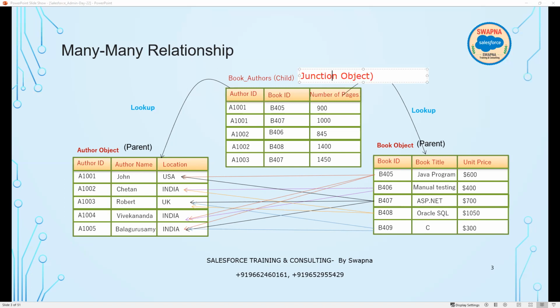Many-to-many relationship, or else you call it a junction object. Whenever you have two parents, two different parent objects linked within the child, that means the child is connected to the two different parent objects. Now in this case, I have a multiple parent concept.